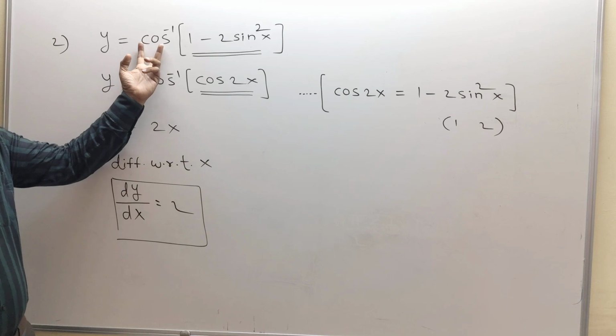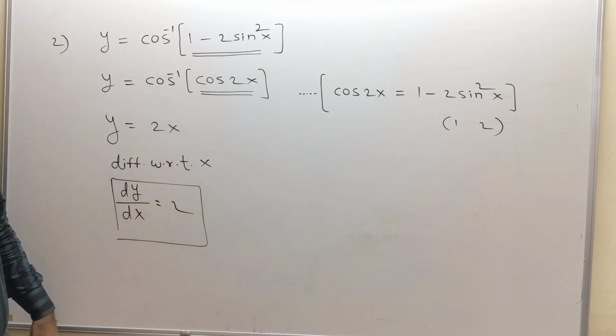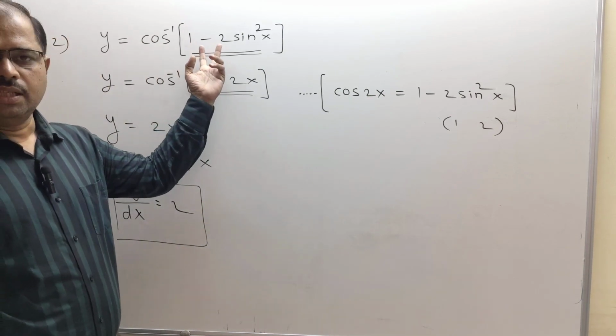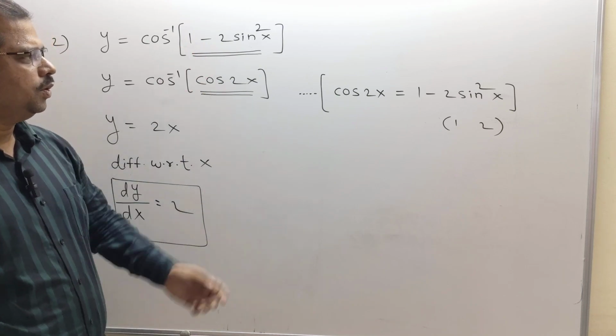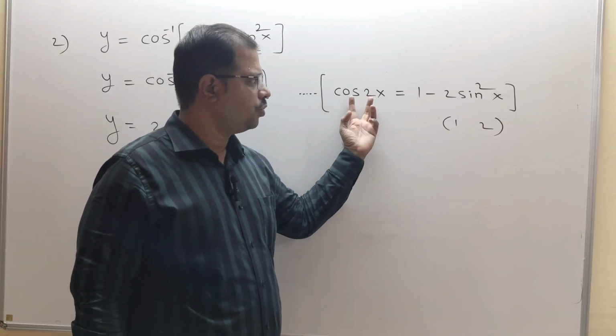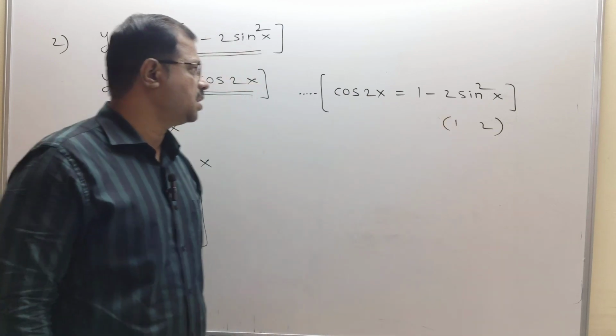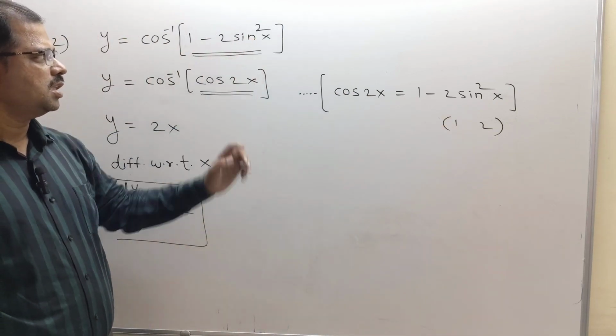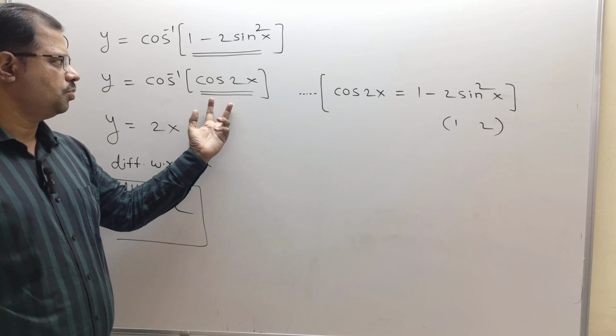Now next one, y is equal to cos inverse of 1 minus 2 sine square x. The outer function is cos inverse. We have to make cos inside the bracket. We know that cos 2x is 1 minus 2 sine square x. Therefore 1 minus 2 sine square x, we write it as cos 2x.